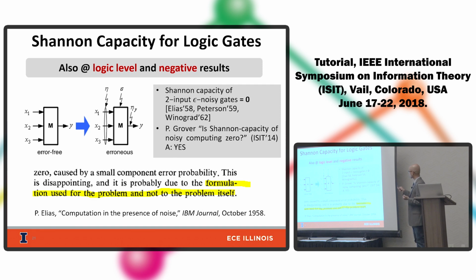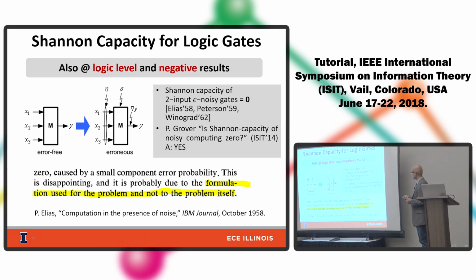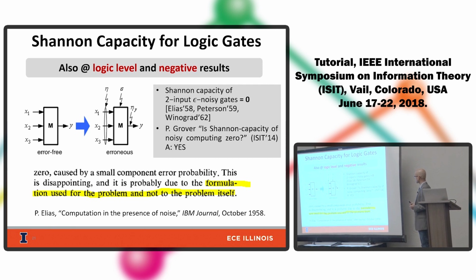His conclusion was that it is 0 only for certain types of gates. For gates that do a one-to-one mapping, you may have a non-zero capacity, but for Boolean algebra, if you take the library of all possible 2-input gates, most of the gates have a capacity of 0. And Pulkit Grover in ISIT 14 also came to the same conclusion, right? And the reason for that, I think Peter Elias clearly pointed out why it is like this.